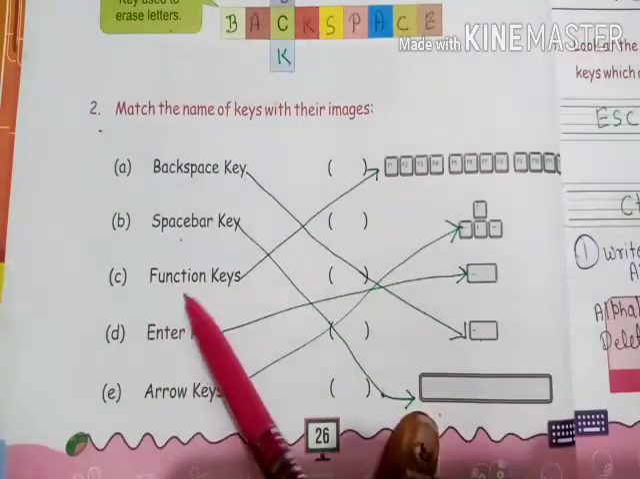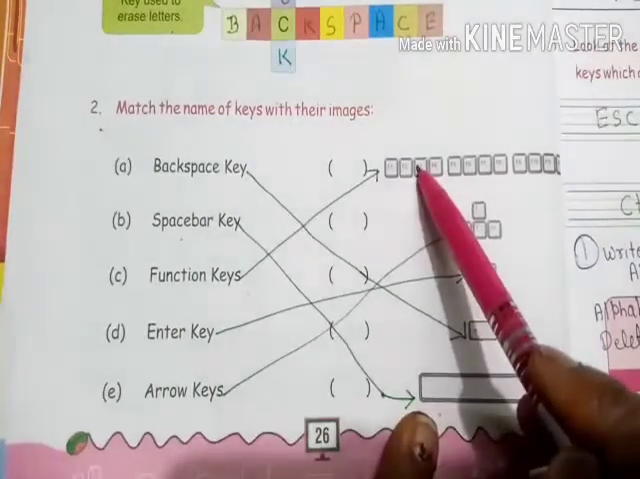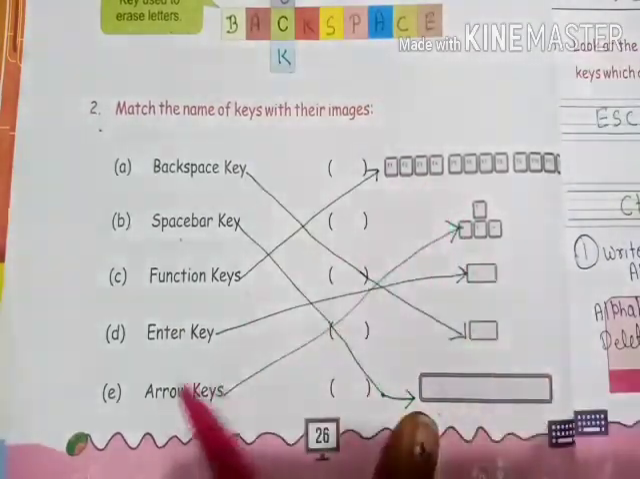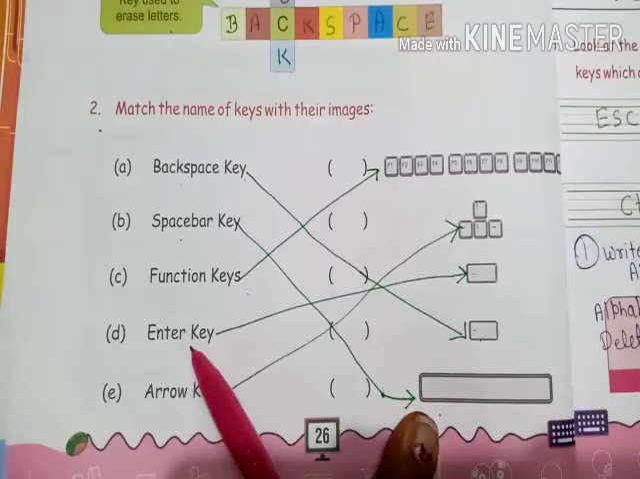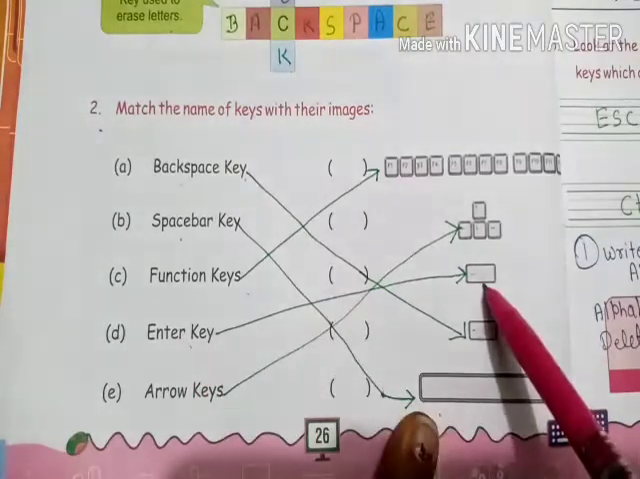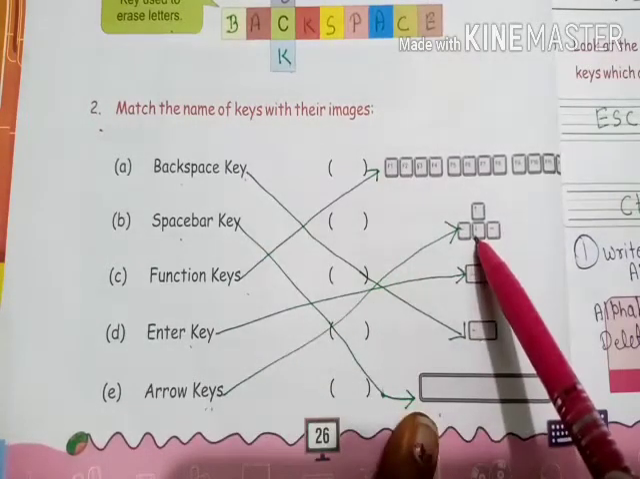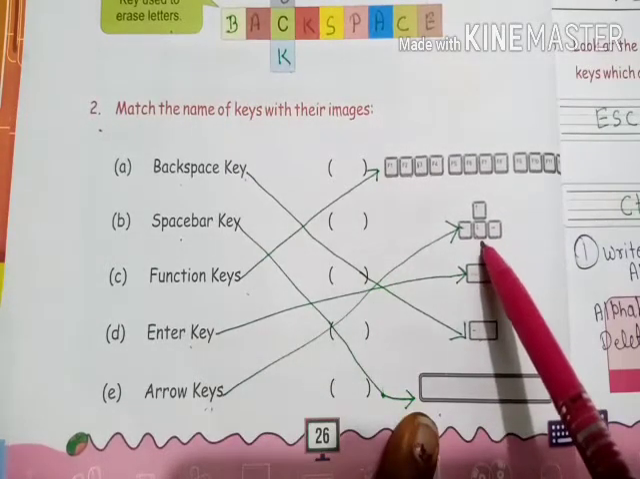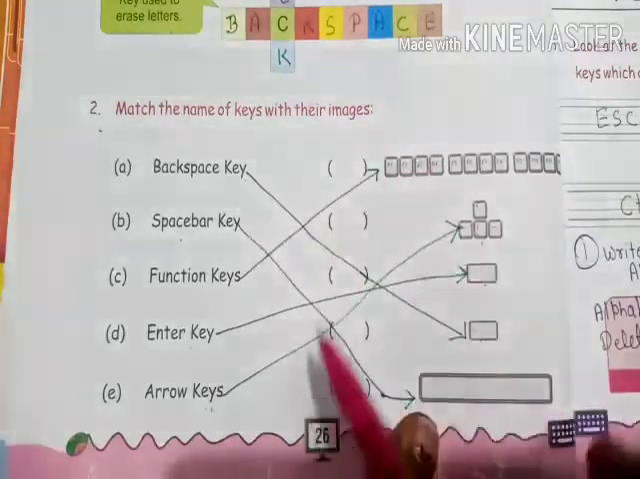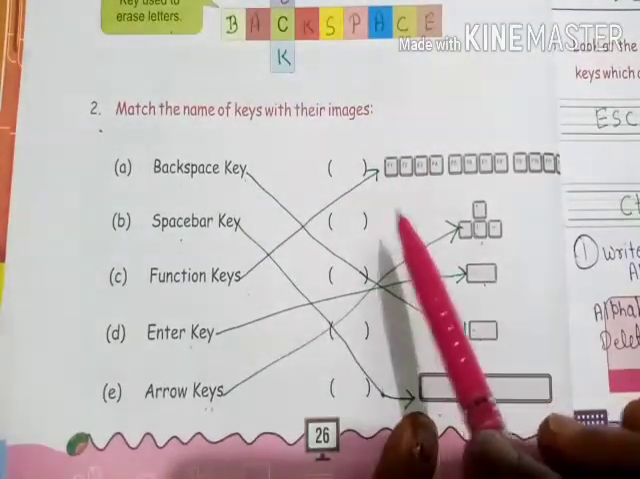Number C, function key, match it with number 1, function key. Number D, enter key, match it with number 3, it is your enter key. Number E, arrow key, match it with number 2, it is your arrow key. So again you have to write it in your computer copy.